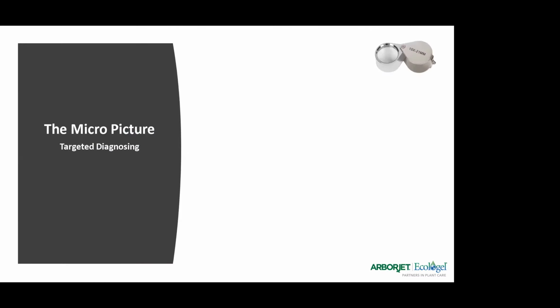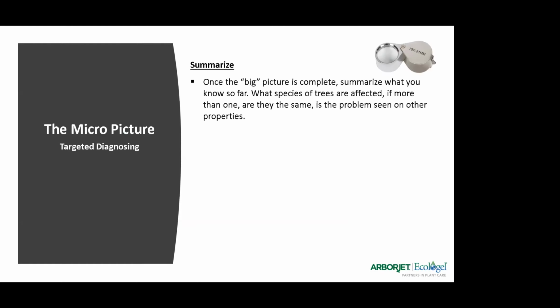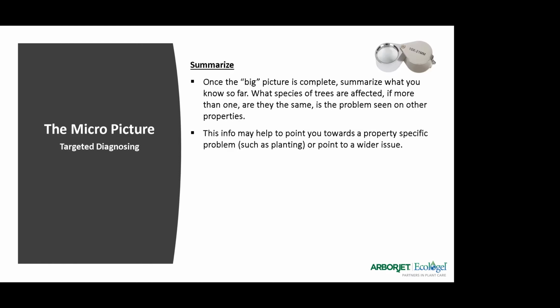Then we start getting into the micro stuff. And I show you that little 10x loupe because that's one of the best things you could ever buy yourself to help you ID things. If you don't own one, I'd encourage you to get one. But first, you need to summarize what you've learned so far. That big picture stuff will help us to know what species are affected. If more than one, are they the same? Is the problem seen in other properties? So you can figure out, is this a problem with that property, or is this something that's a bigger issue that I need to deal with?